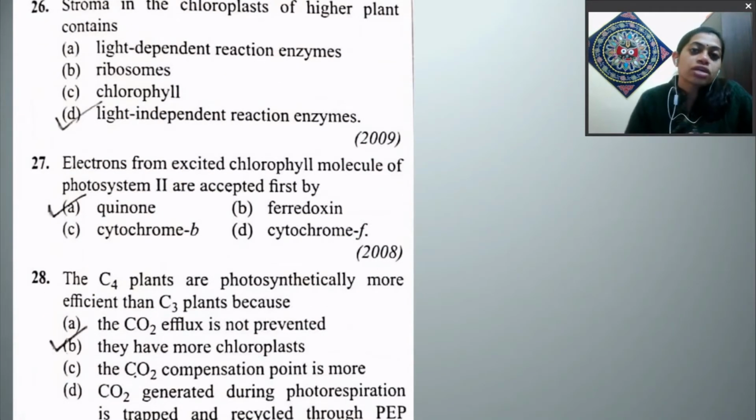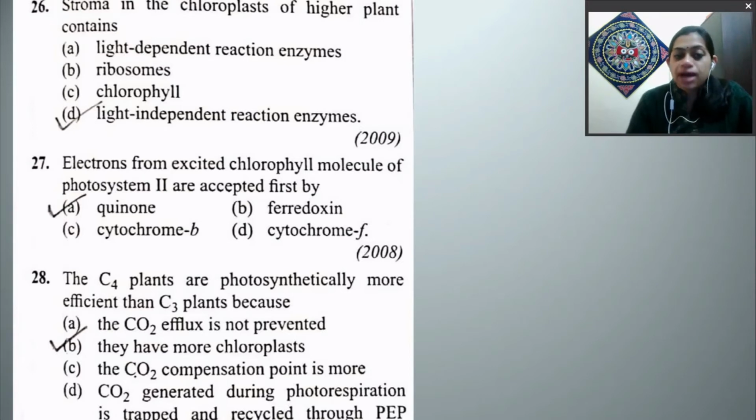Stroma in the chloroplast of higher plants contains light dependent reaction enzyme, ribosomes, chlorophyll, light independent reaction enzyme, because the dark reactions happen in the stroma. So the right option is D. Electrons from excited chlorophyll molecules of photosystem II are accepted first by quinone, plastoquinone. Okay, so quinone is the right answer, not ferredoxin or cytochrome b or cytochrome f.